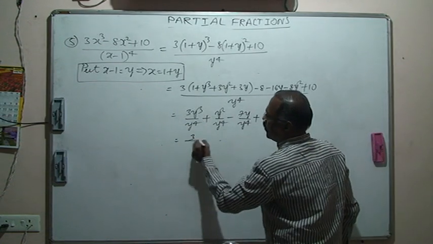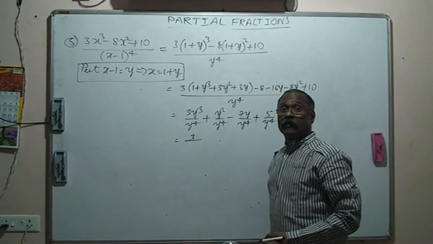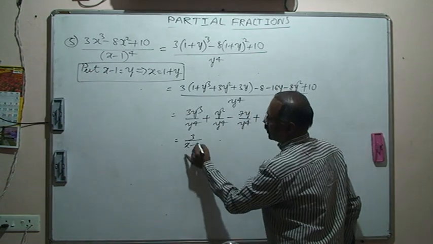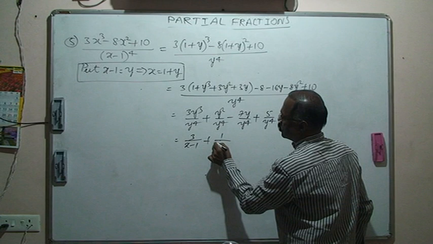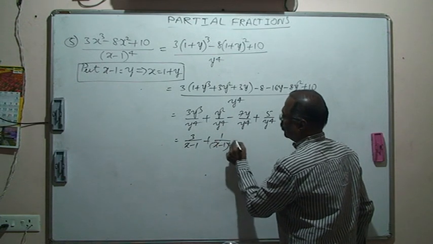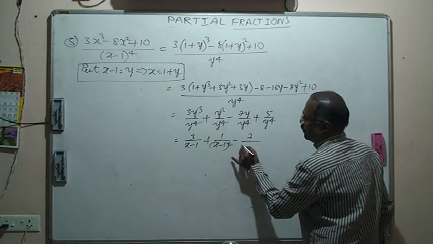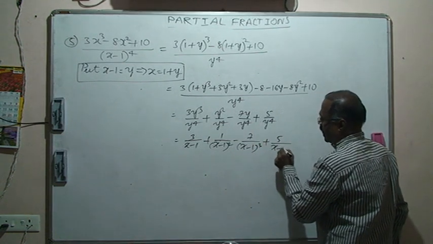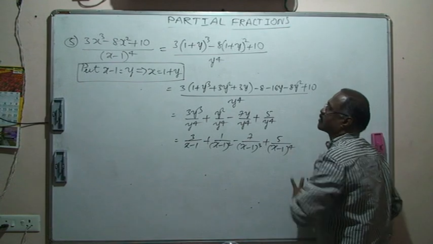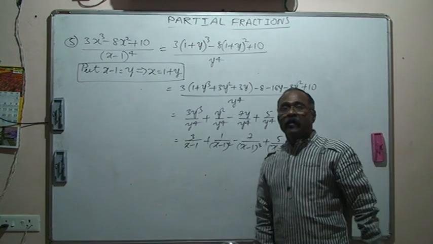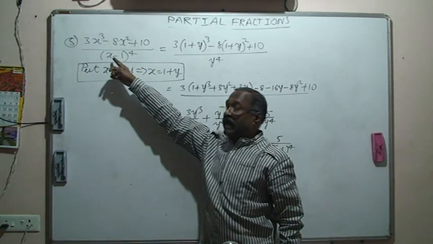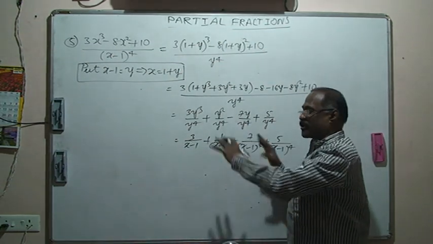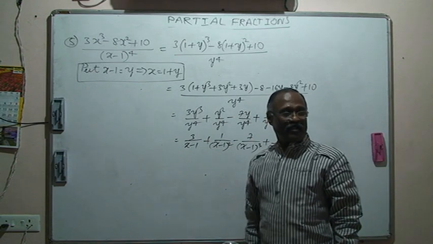It is nothing but 3 by y. What is y here? x − 1. So 3 by (x − 1), plus 1 by (x − 1) whole square, minus 7 by (x − 1) whole cube, plus 5 by (x − 1) whole power 4. Just see the steps I have written here. Whenever the denominator is like this, take it as y and split it, and after splitting, substitute the value of y.